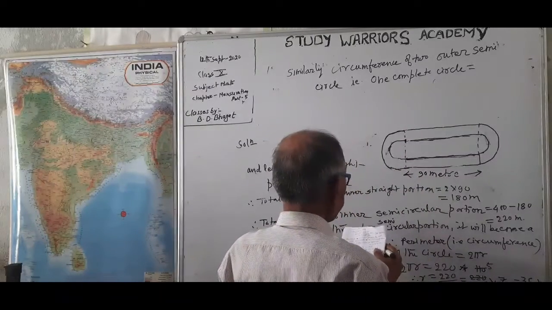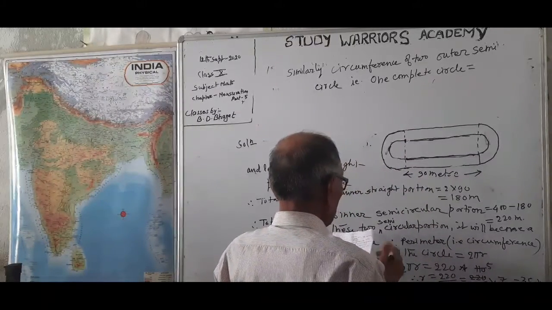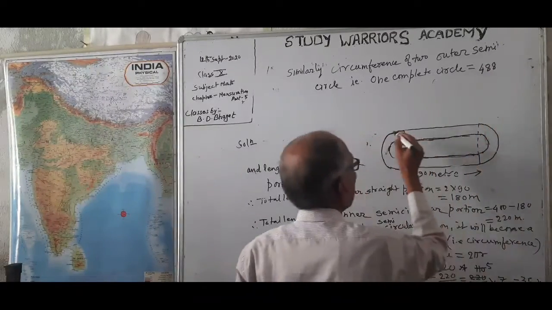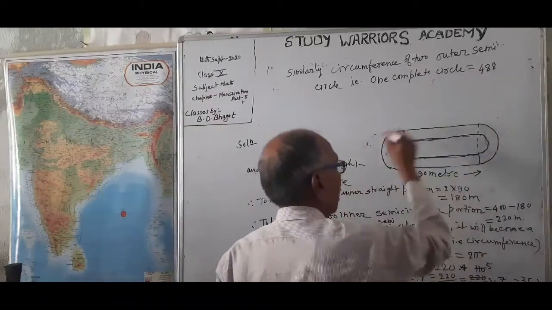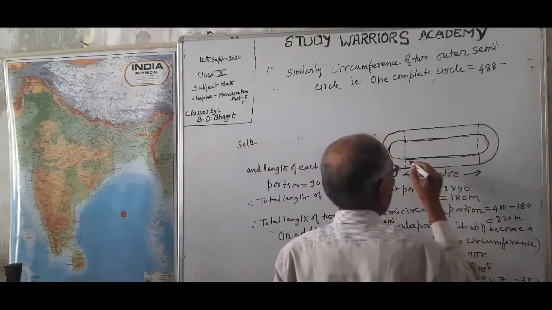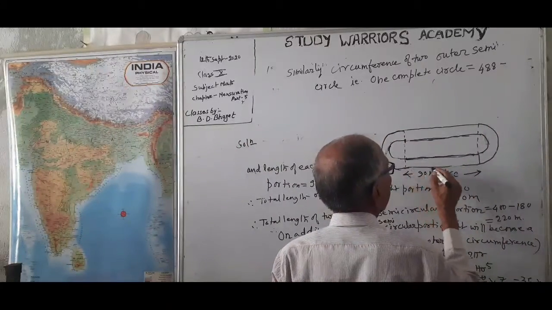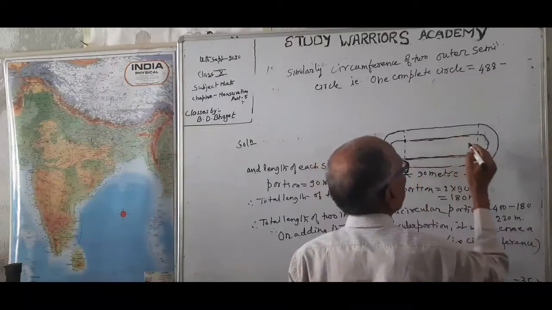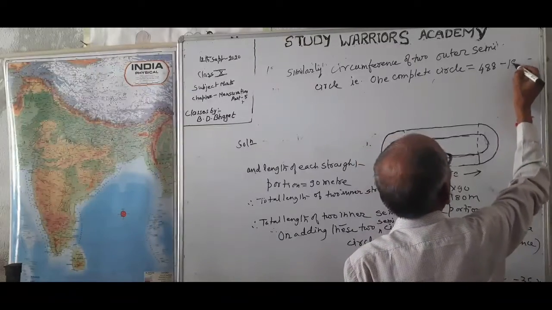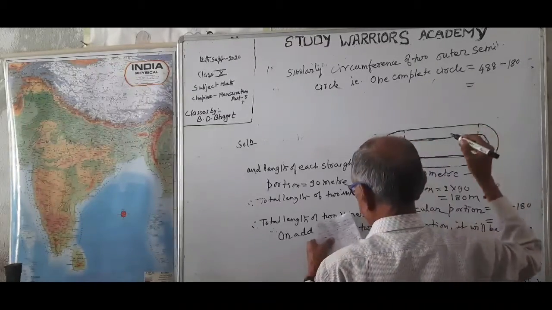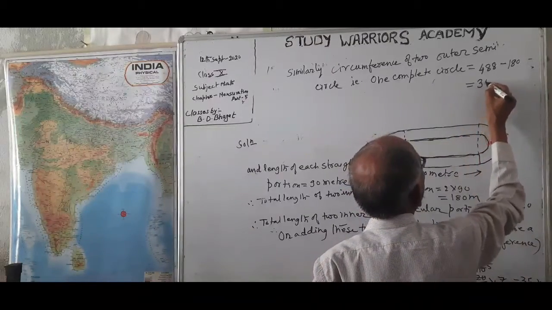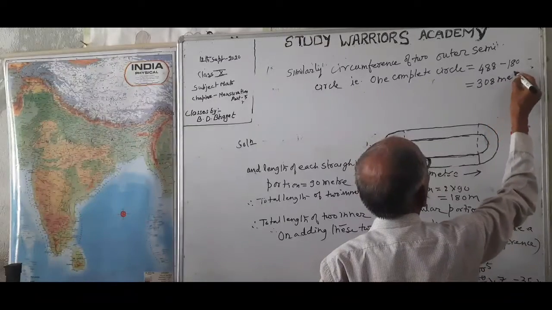What shall we do? You know the circumference of the whole outer track is 488. You deduct the sum of this portion and this portion. As we have done, this will be 180. So it will be 308 meter. 308 meter.